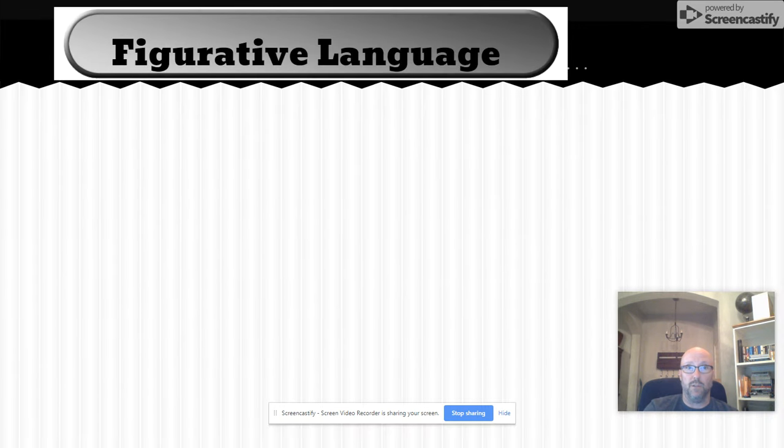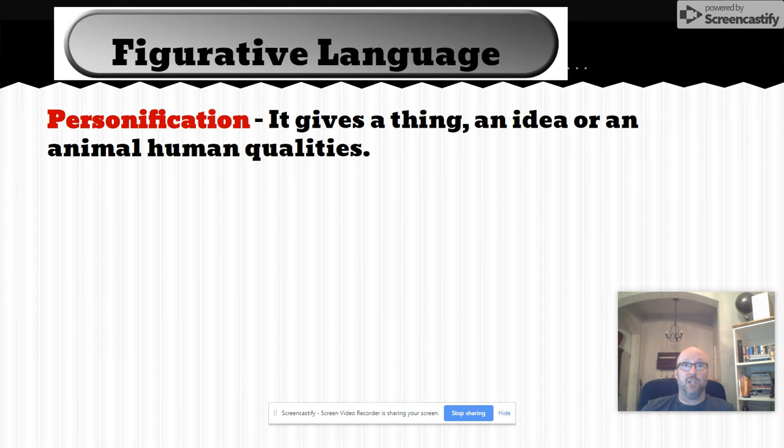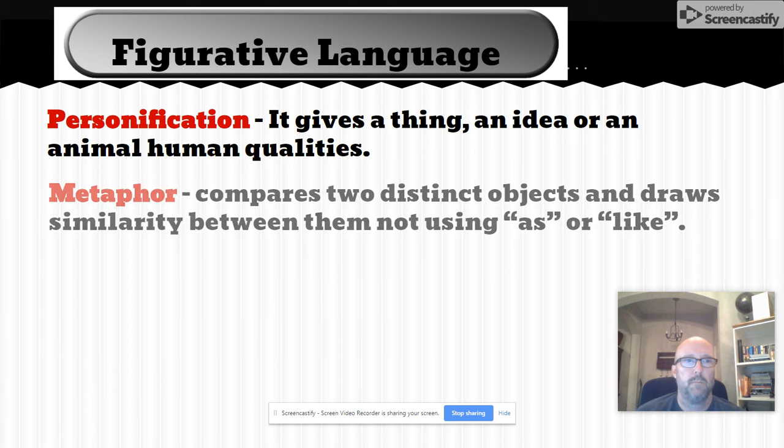So, types of figurative language. Personification. It gives a non-human thing human qualities. Something like lightning danced across the sky. Of course, lightning doesn't dance, but when I say that, you can see the sprinkles of lightning going across the sky that we tend to have here in Houston.